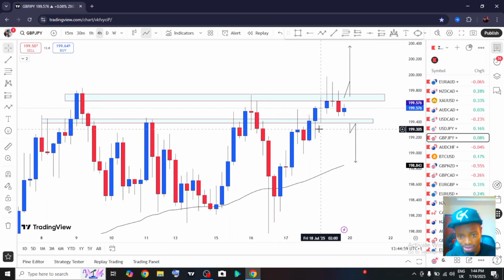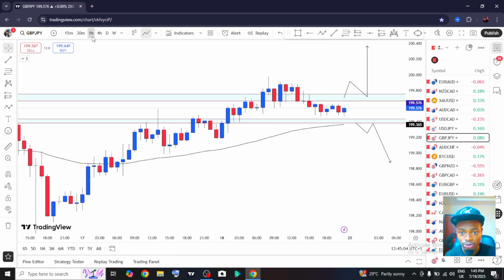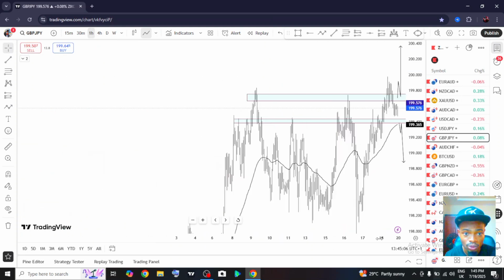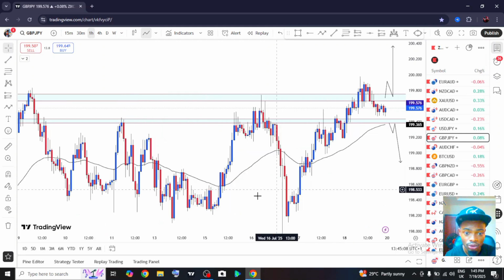But what is the market structure telling us? That the market is bullish, right? So we are still all over the place around this pair, but I'm showing you the reason why we could buy or sell from this market.